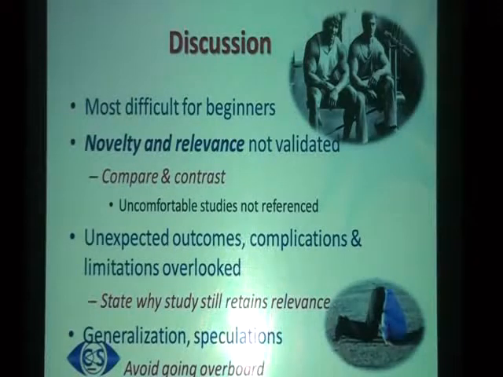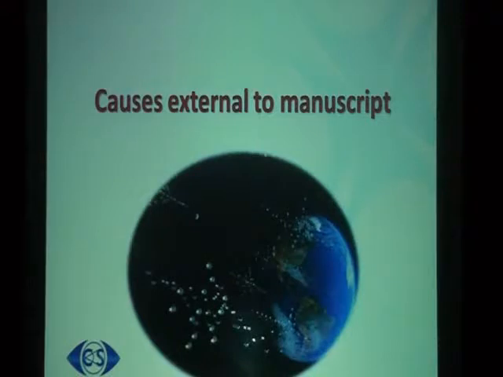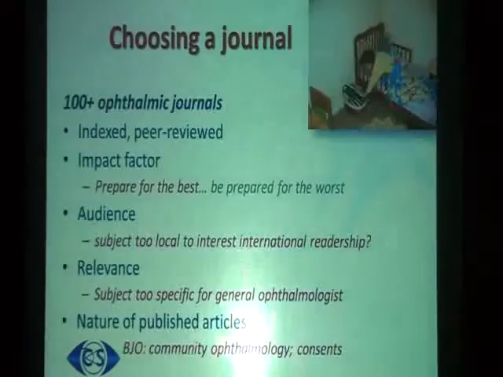So unexpected outcomes, complications and limitations should be stated, and they should be discussed. And we must state why the paper still retains relevance in spite of the limitations. And on the other hand, we sometimes go overboard with generalizations, speculation or conclusions, which again is a cause for rejection. Now, what are the causes external to the manuscript?